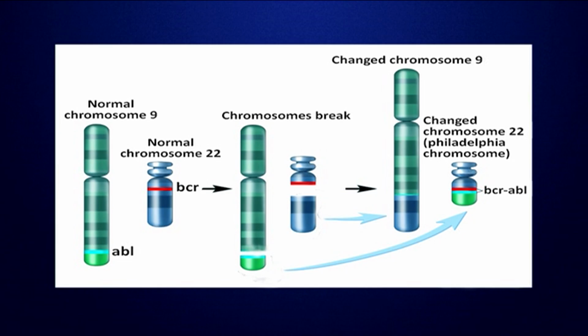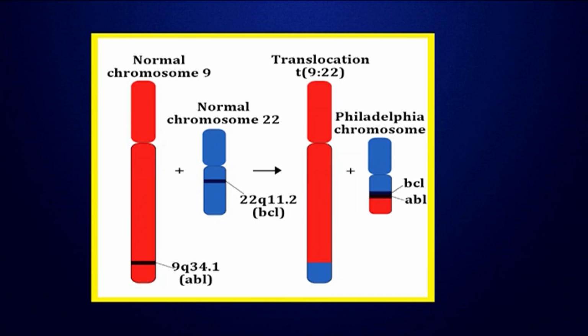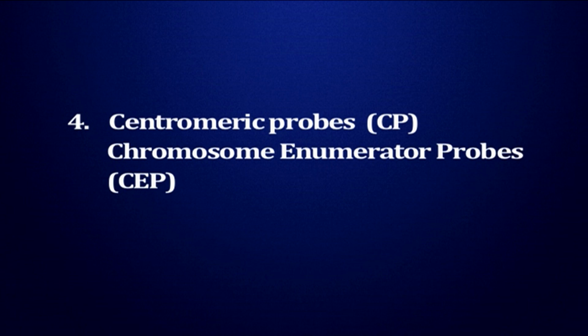t(9;22)(q34.1;q11.2). This is a reciprocal translocation, creating an elongated chromosome 9, termed a derivative chromosome or derivative 9, and a truncated chromosome 22, the Philadelphia chromosome. In agreement with the International System of Human Cytogenetic Nomenclature (ISCN), this chromosomal translocation is designated as t(9;22)(q34;q11). Now the fourth type of probes are centromeric probes or chromosome enumerator probes.